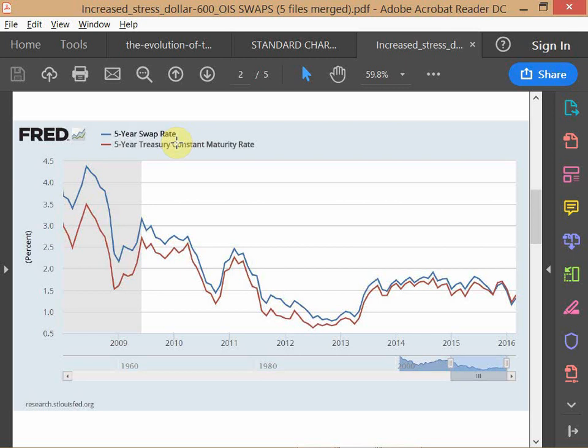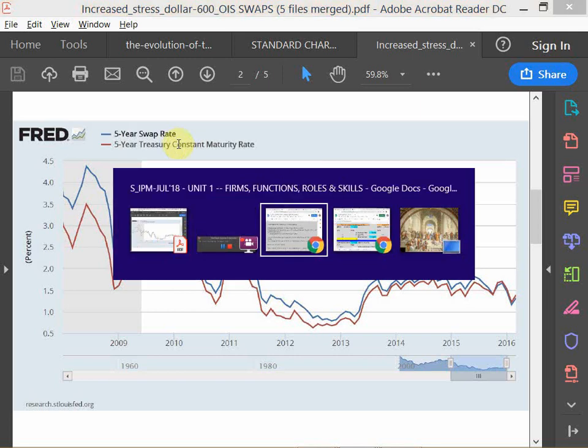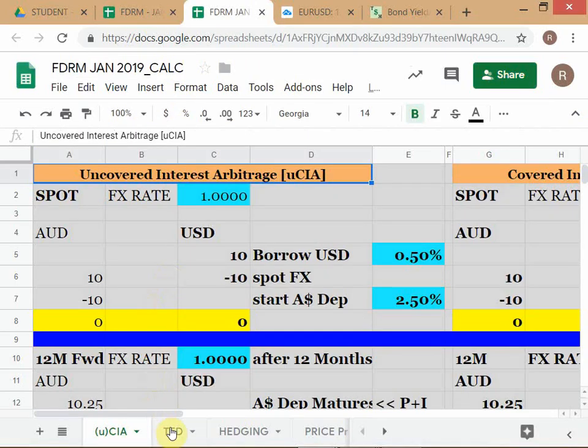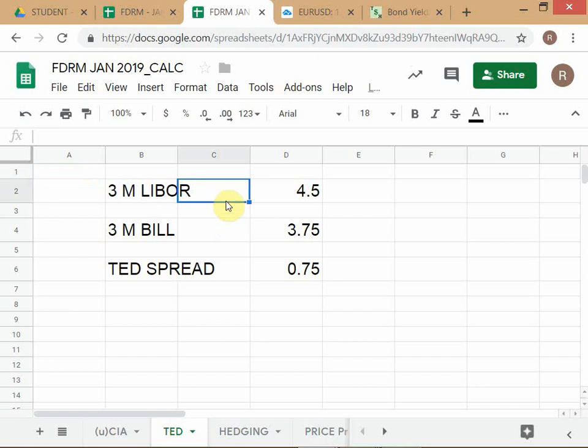The TED spread is typically a money market phenomenon, because we've got the euro dollar there. So there is a US dollar based discussion. So the TED spread is the spread between euro dollar deposits and the treasury bill yield. We calculate the TED spread by deducting the treasury bill yield from the euro dollar rate. We have already done this calculation under TED. We did this with 3-month LIBOR. We find 3-month LIBOR is 4.5%. We find the 3-month T-bill is 3.75. So the TED spread is 0.75, because 4.5 minus 3.75.